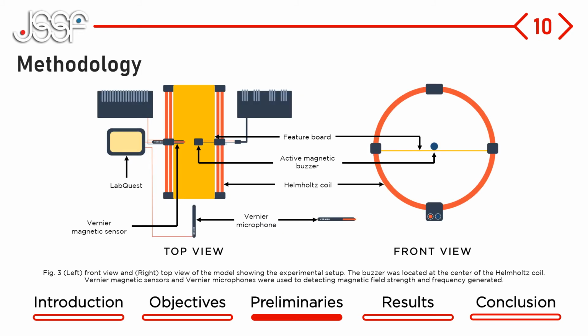To confirm the model, we experimented by setting up three-way Helmholtz coils to provide the external magnetic field. Then the TOGOT 5-volt electromagnetic active buzzer is placed on the feature board in the center of the Helmholtz coils, in the direction that the magnetic field points toward and outward from it. After that, we adjust the magnetic field strength in steps of 0.5 millitesla at a time, from 0 to 3 millitesla.